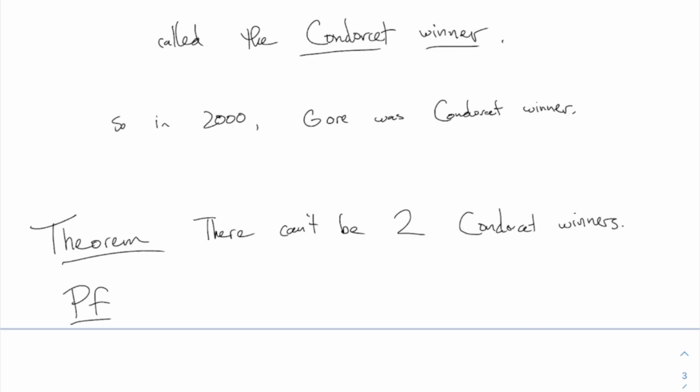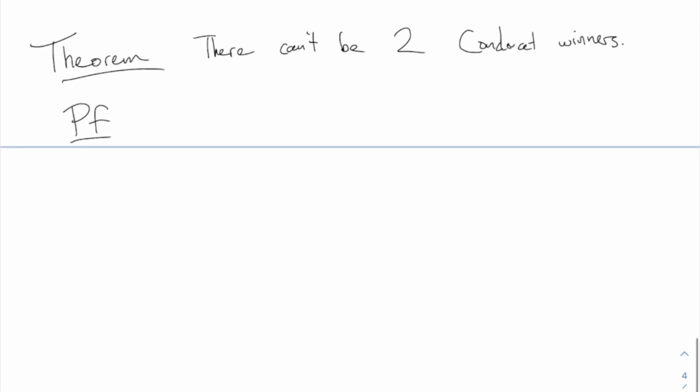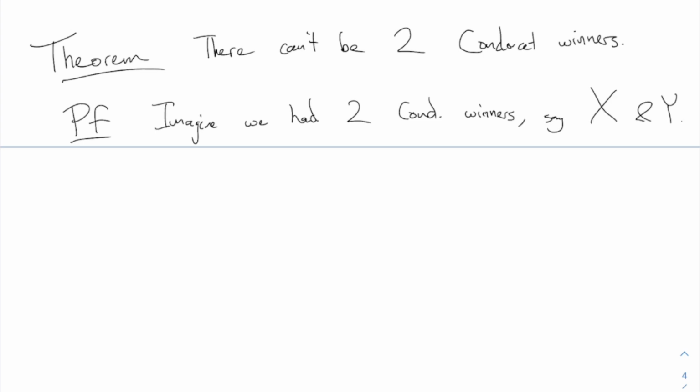Since I'm trying to prove that something cannot happen, that there cannot be two Condorcet winners, I'm going to do what we call a proof by contradiction. You imagine that this could happen, and then you somehow explain why that's impossible. So I'm going to say, imagine we had two Condorcet winners. Let's call them X and Y, two different candidates that we are imagining are both Condorcet winners. That means that each one of them will win every comparison that they have with every other opponent.